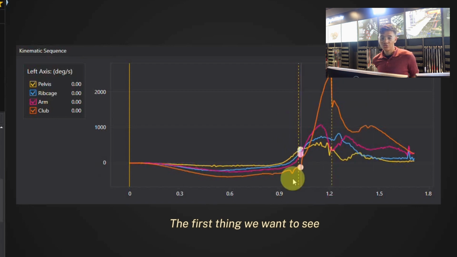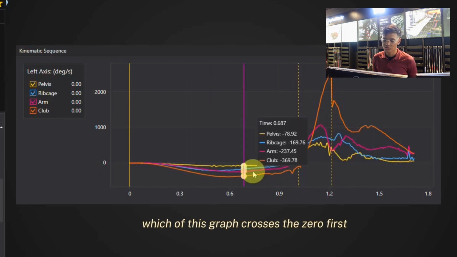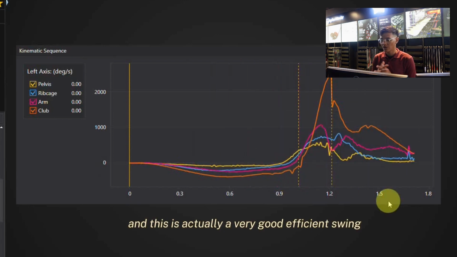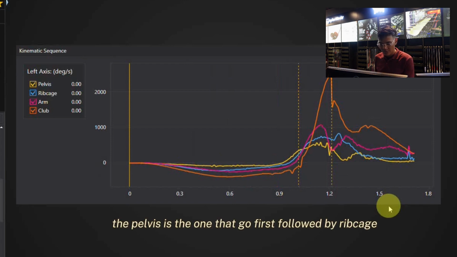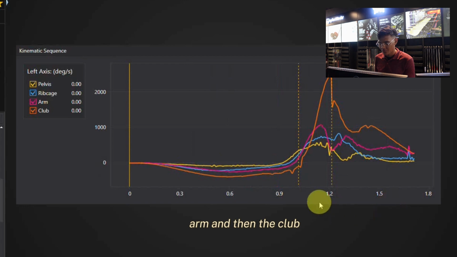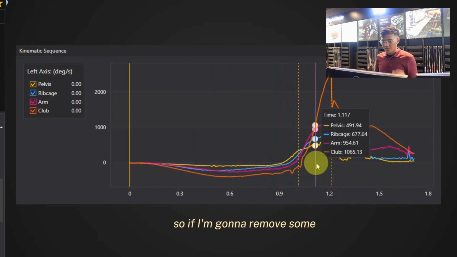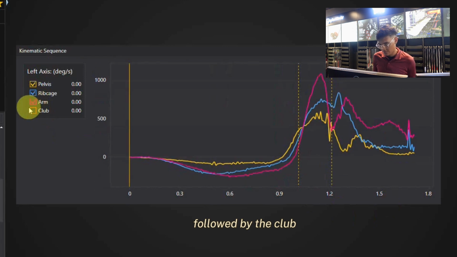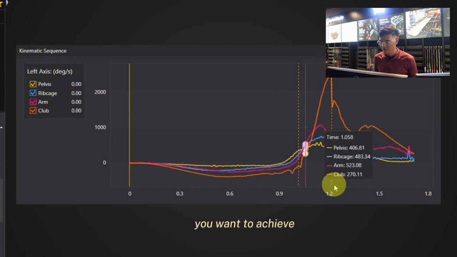Okay, but the first thing I would like to see in the kinematic sequence is which of these graphs crosses 0 first. If you look closer, there's actually a good separation, and this is a very efficient kinematic sequence. You can see the pelvis is the one that goes first, followed by the rib cage, arm, and then the club. If I remove some, you can see that: pelvis first, followed by the rib cage, followed by the arms, followed by the club. This is a very good, efficient kinematic sequence that we want to achieve.